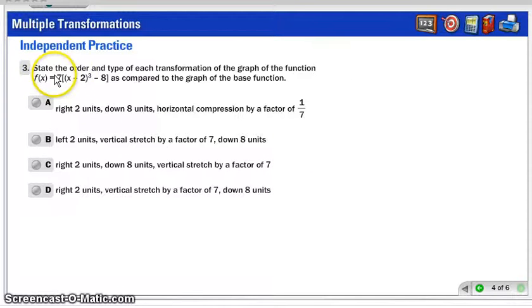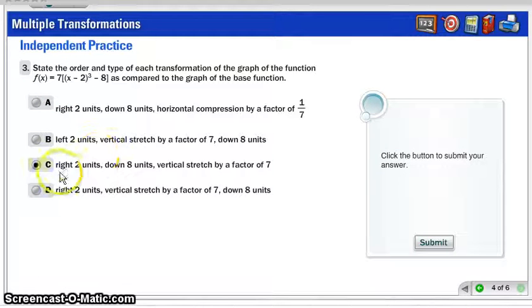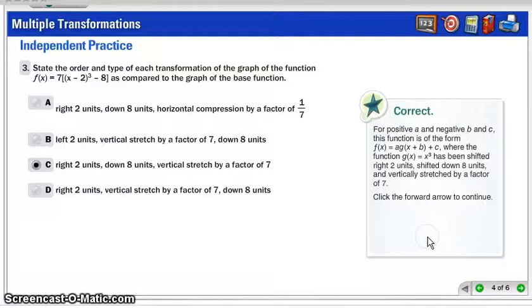Alright, for this one, here's where you have the parentheses you have to pay attention to. You're still going to look for your inside horizontal change first, which is going to be right 2 units. But then you have to complete what's inside the brackets. And inside the brackets is that minus 8, which means you're going to go down 8. And then outside, the 7 is your stretch by a factor of 7. So you go right here, your horizontal change, then your down change, because those are both in the brackets, then do the vertical stretch of 7.